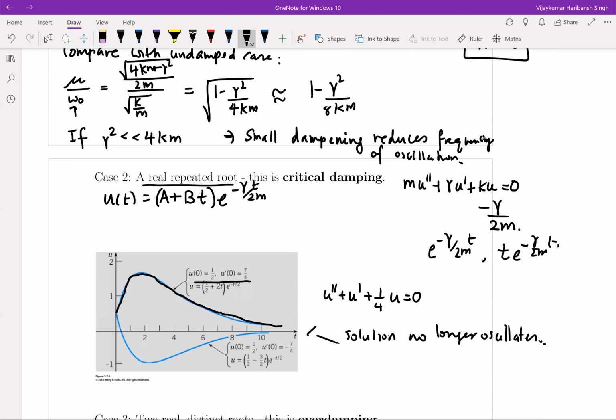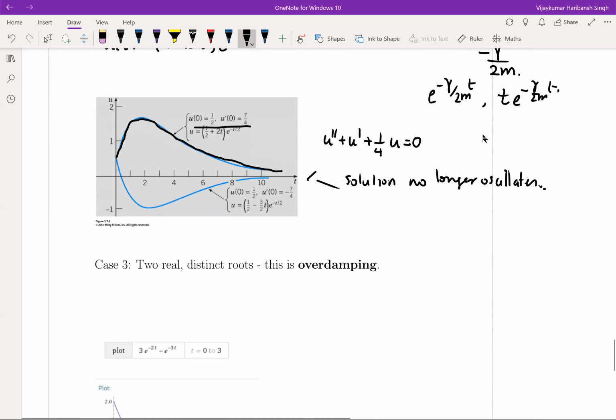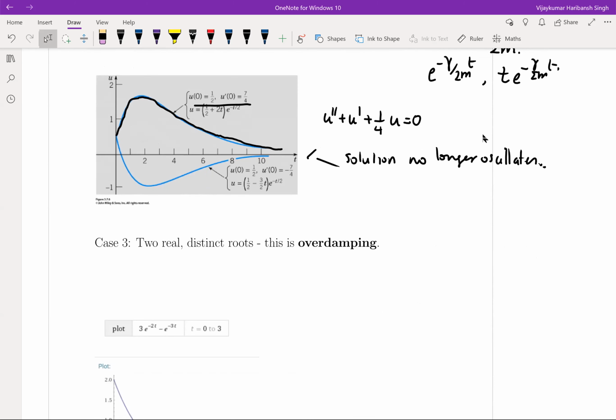Okay. Now consider the next case, which is two distinct real roots. So this leads to an overdamping. So what do we have? You have u of t equals a e to the power r1 t plus b e to the power r2 t, and r1 and r2 are both less than 0.